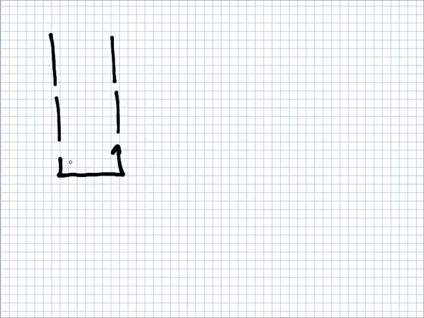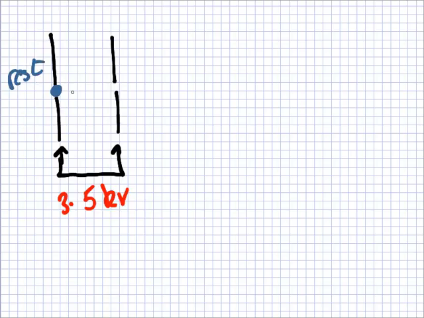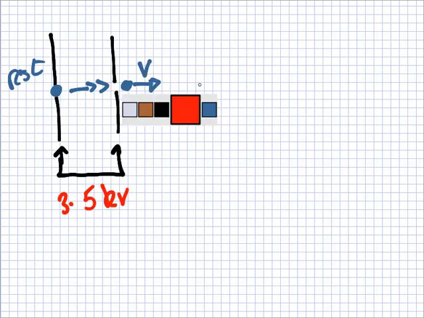The voltage here to here, what is it? 3.5 kilovolts. So this causes the electron, which is at rest, to accelerate. And then here it's traveling at some speed v. Okay? But then it enters a magnetic field.